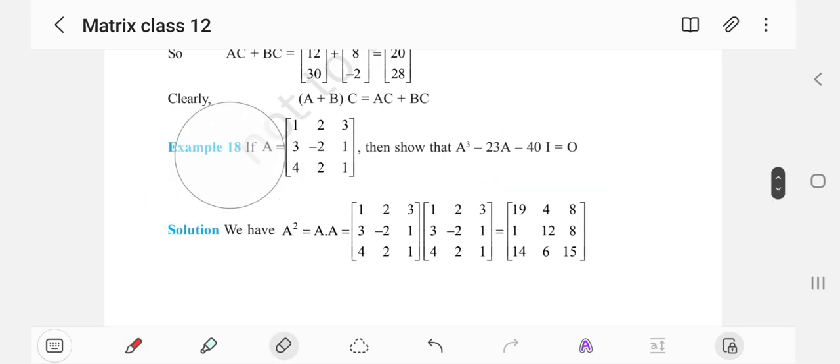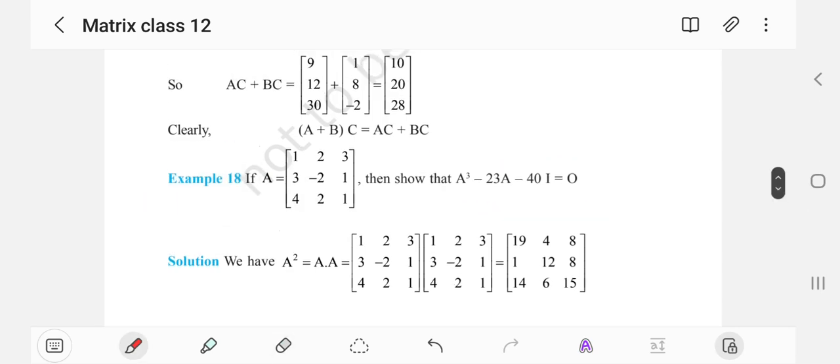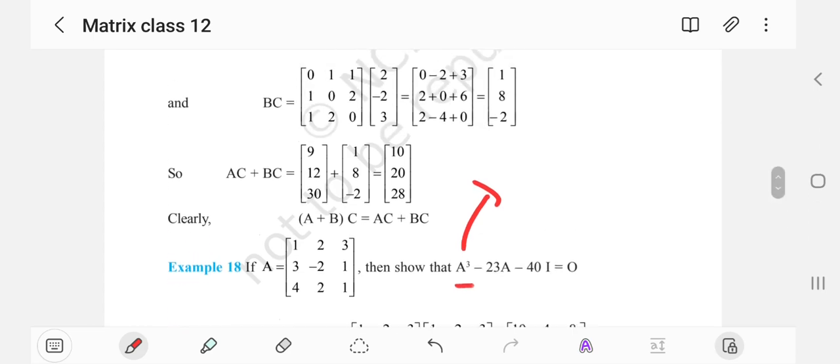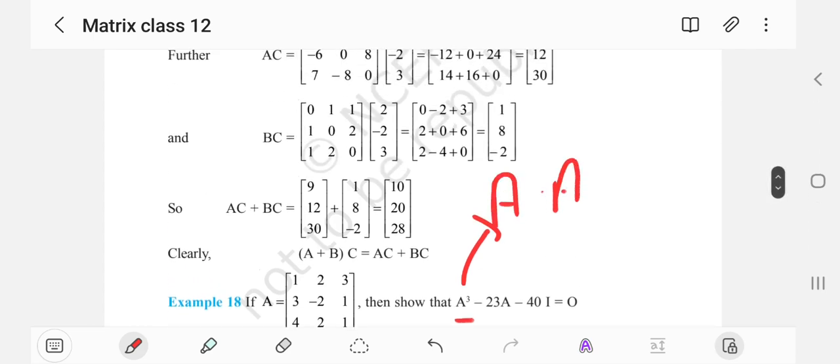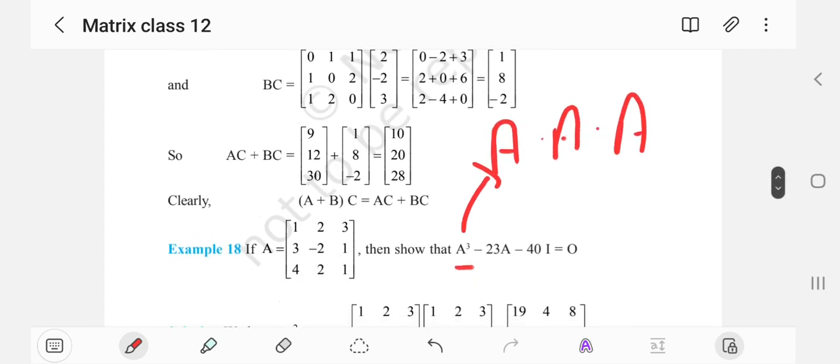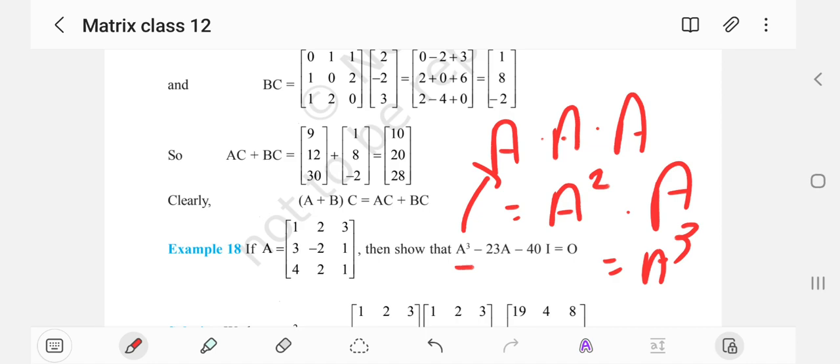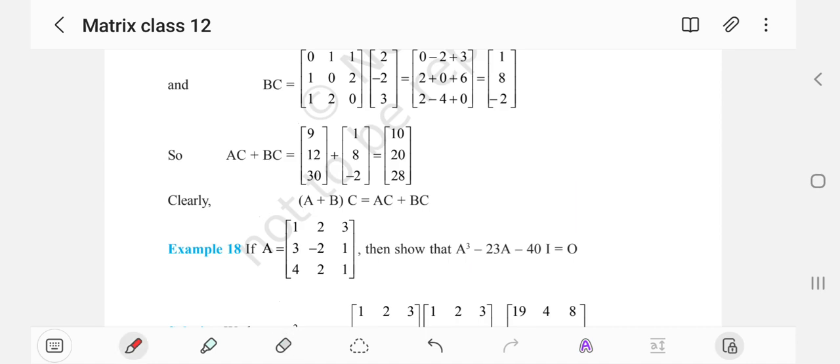First let's break it down one by one. Here we have to find A cube. Now how will we find A cube? A cube is basically the multiplication of A three times. How can we do this? First multiply A with itself, that is 2 times, and we get A square. Again multiply it with A, and we get A cube, right? In this way we get A cube.